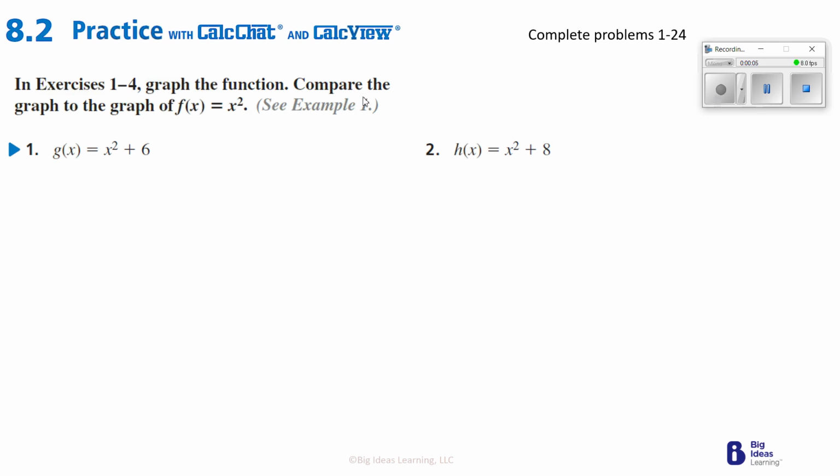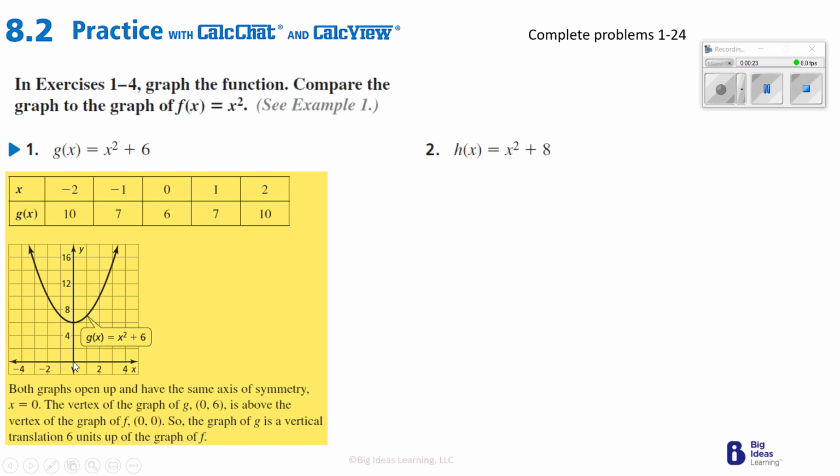So let's graph the function and compare the graph to the graph of f(x) = x squared. In this one, we have x squared, but we're adding 6. When we add 6 to x squared, we're doing a vertical translation up 6 units.